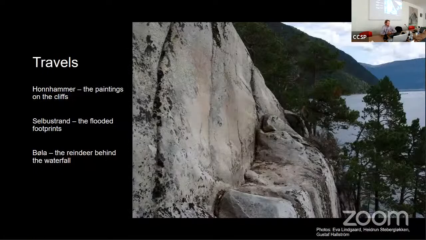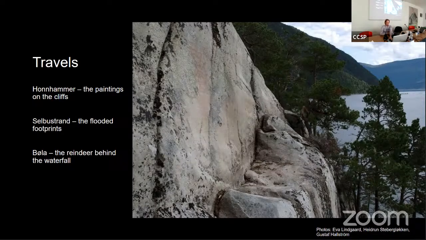And then my travel contexts. I have 3 sites there. So the first one is Hornhammer on the picture there, where there are several panels with rock paintings. Some of them are placed on steep cliff walls that plummet into the fjord below. And these are available from water, but not from land. A lot like Steinberg, which I want to just talk about.